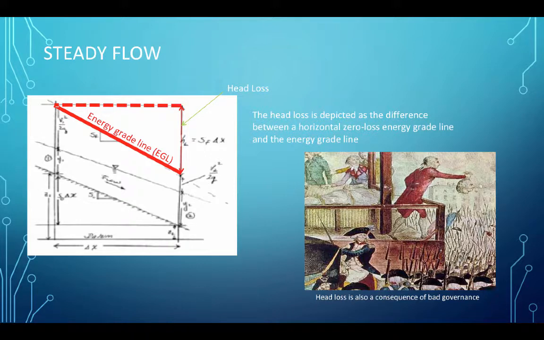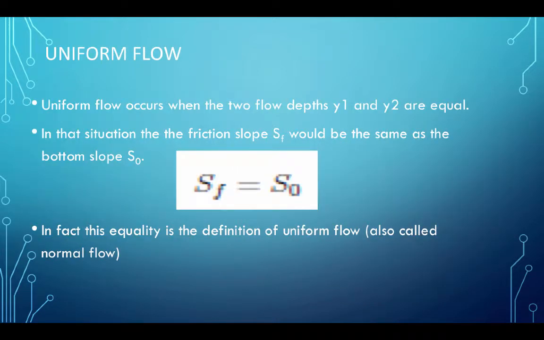As a funny aside, head loss is what happens if you're bad at governance. During the French Revolution, it turned out that the leaders weren't very useful, and so the popular people introduced a head loss equation to change their government.